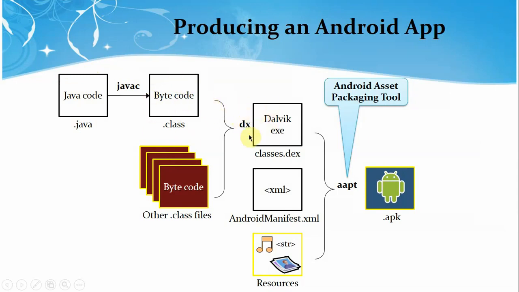Then you put them through the Dalvik executable tool, and you get Dalvik bytecode, which has the extension DEX. Dalvik executable or Dalvik bytecode. Then that is passed into an APK. Using your Android asset packaging tool, it's converted into an APK. This is the setup file.